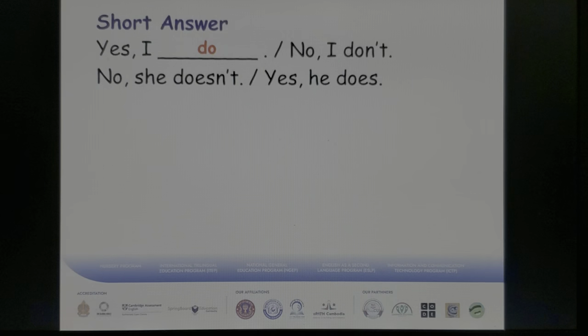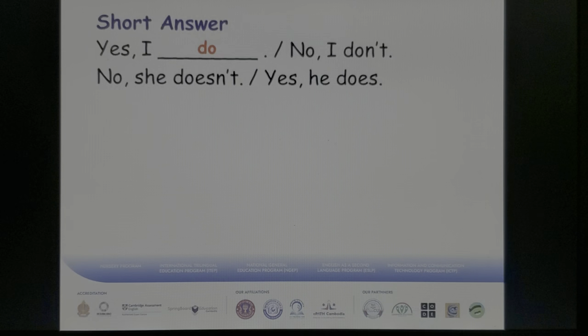So when a question is asked with do, you answer with do, right? Do you speak English? Yes, I do. Do you want to go home? Yes, I do. Do you want to eat vegetables? No, I don't. Do you want to listen to music? No, I don't. Okay. Question with do, answer with do. No, I don't, or no, I do not. It's up to you. If somebody asks you a question with does, you answer with does, with does not or doesn't.